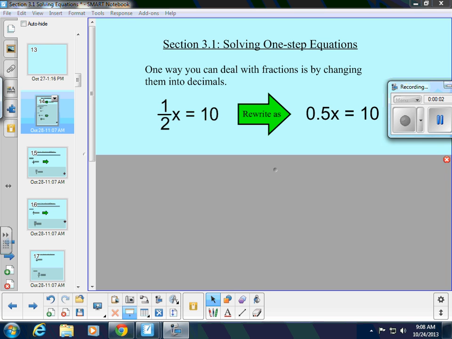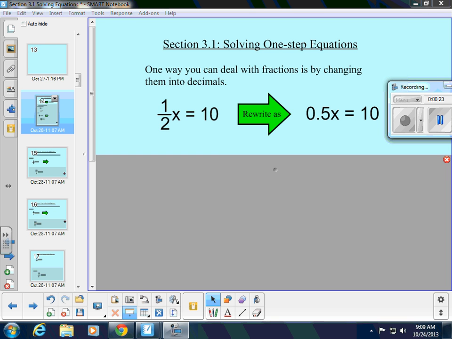Today's lesson is a continuation of section 3.1, solving one-step equations. Today I'm going to show you a little trick we can use with fractions when we have those in an equation and we're trying to solve and get the variable by itself, but we're presented with some kind of fraction that's maybe multiplied to the variable or on that same side of the variable. There are two good ways you can probably deal with it.